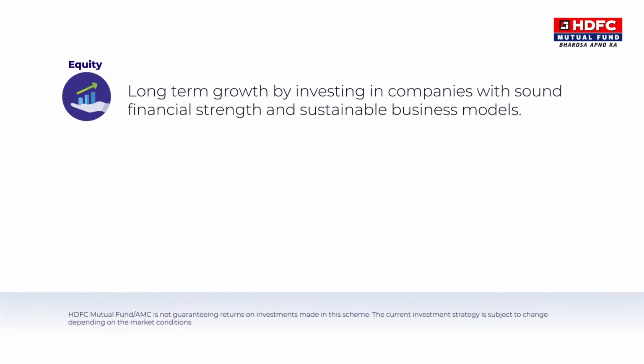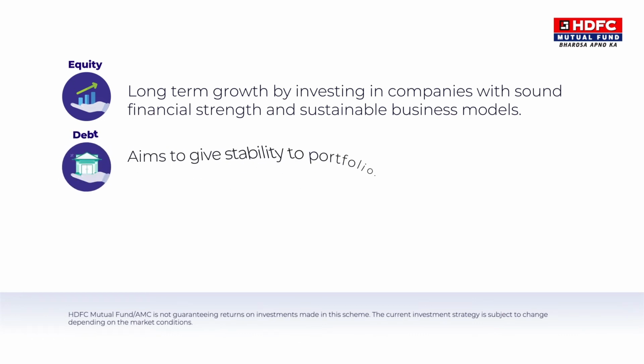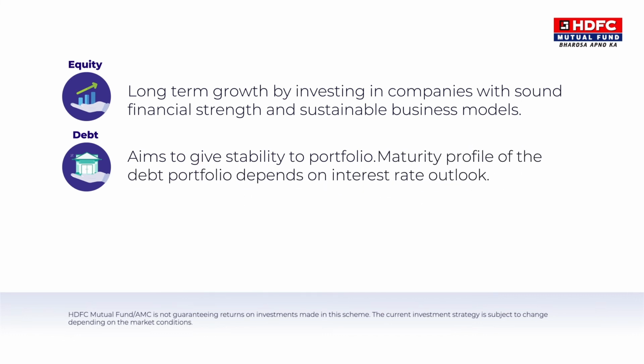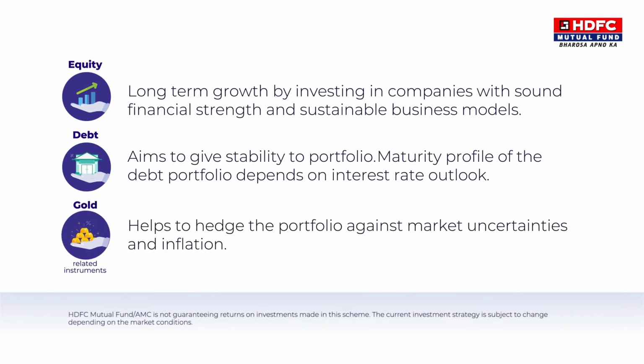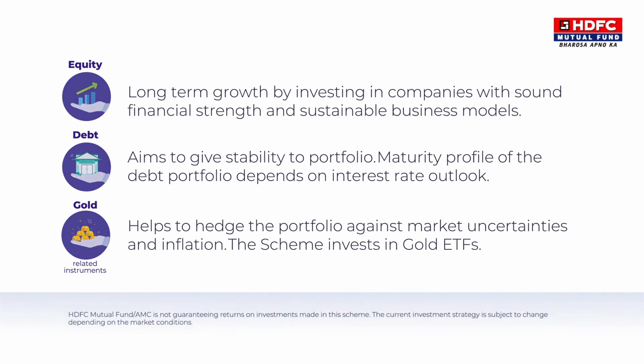The equity allocation helps in long-term growth by investing in companies with sound financial strength and sustainable business models. Debt allocation aims to give stability to portfolio. Maturity profile of the debt portfolio depends on interest rate outlook. Gold-related instruments help to hedge the portfolio against market uncertainties and inflation. The scheme invests in gold ETFs.